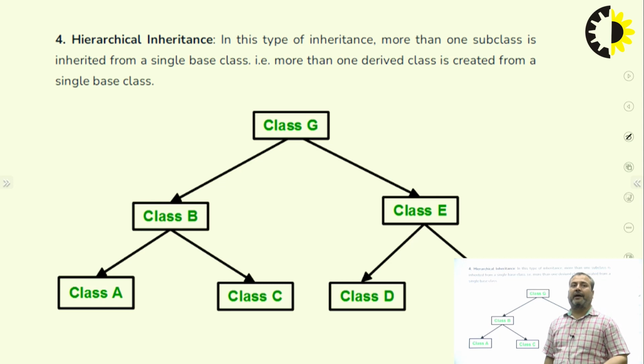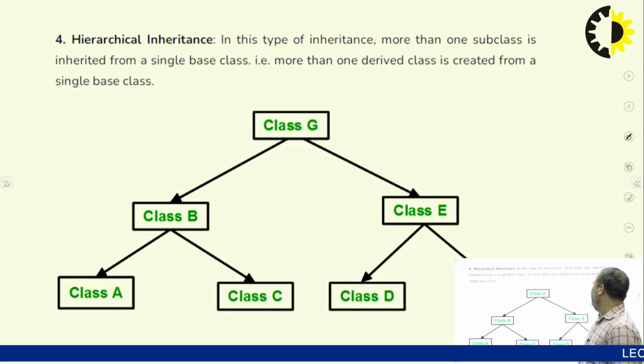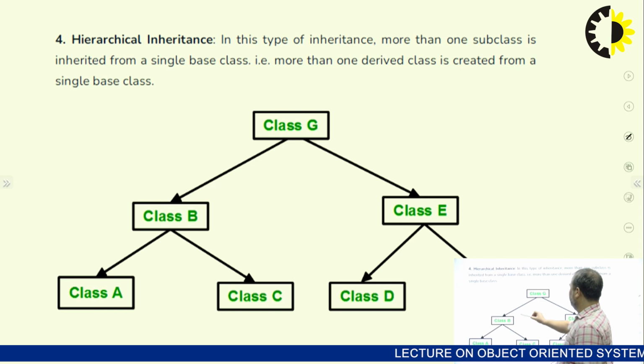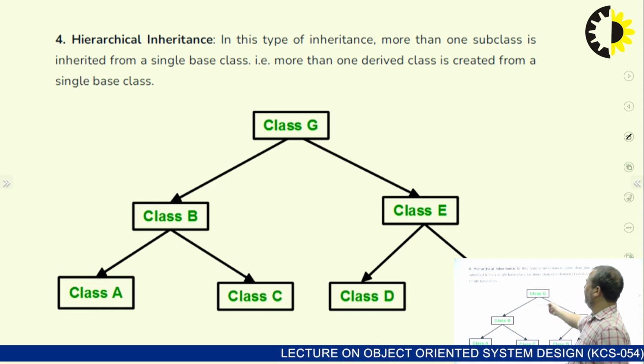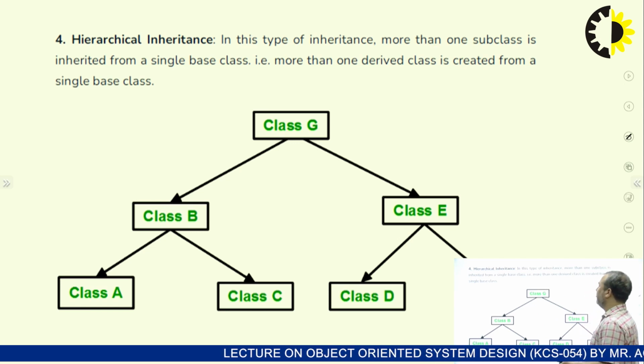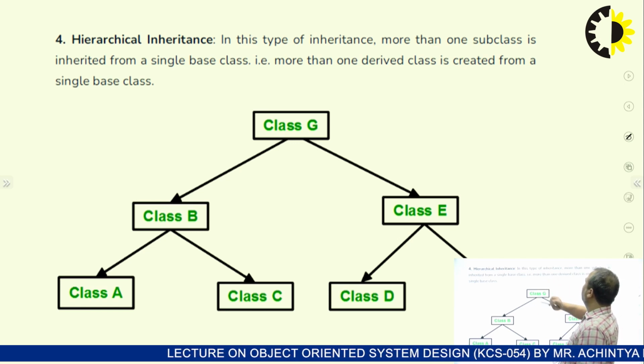Hierarchical is just like a tree. A tree is a kind of data structure which we can call hierarchical. For example, see the diagram like this: class B is going to inherit the features of G, class E is also going to inherit the features of G. So what is hierarchical inheritance?